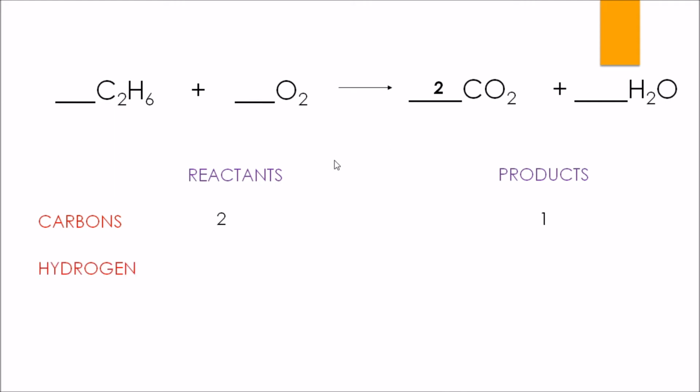Let's balance hydrogen. On the reactant side, we have 6 hydrogens. On this side, we have 2 hydrogens. So in order to balance the hydrogens on this side, we are going to multiply 2 with 3. So we are going to put 3 so that we get 6 hydrogens on this side as well. So we have 6 hydrogens and 6 hydrogens.